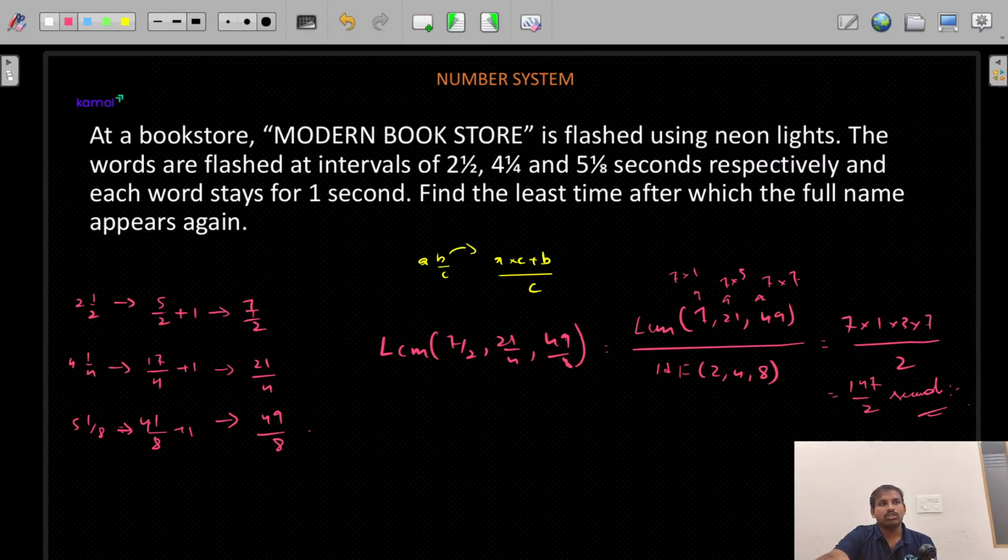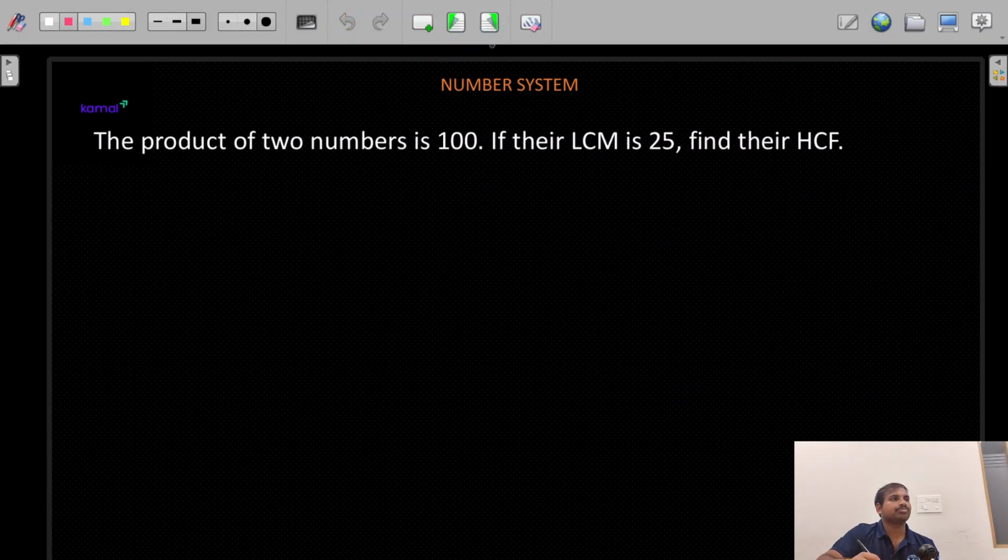Okay. So we'll go to the next question. I hope you understand. You just need to be careful with this. If it stays for one more second, we just need to add that initially to avoid the confusion, and just take the LCM. We'll get the answer.